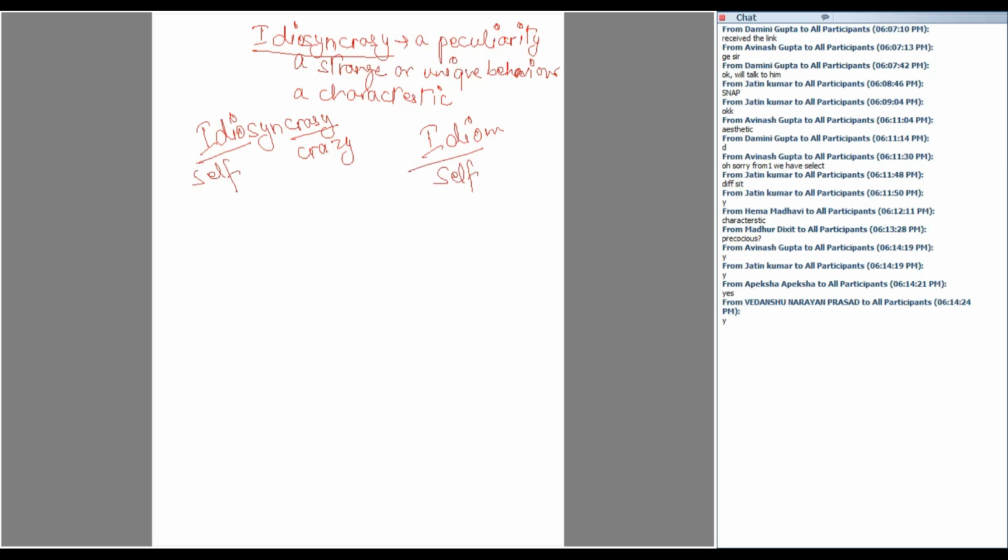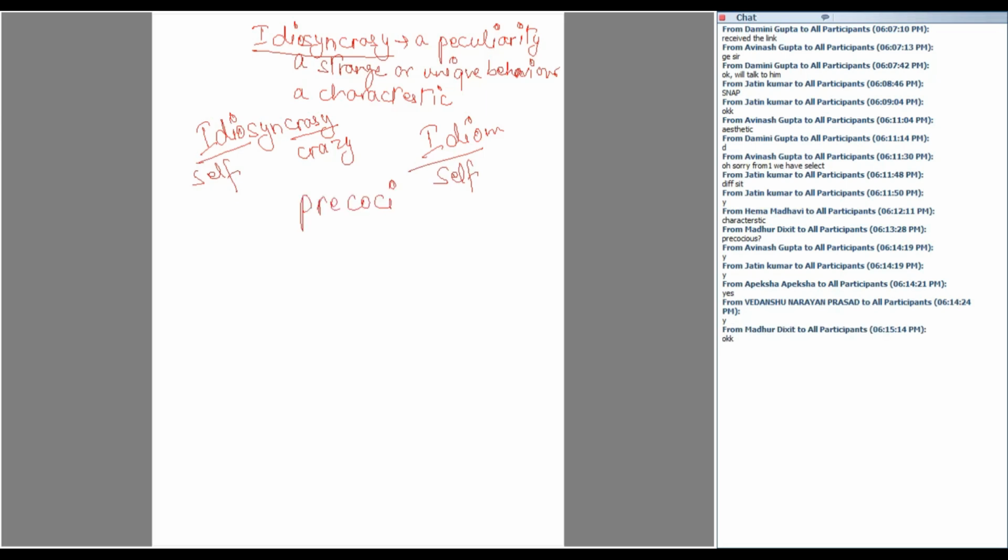Idiot. Who is an idiot? An idiot is a person who does not have control over his own mind. Who is not himself or herself is called an idiot. So all these words come from the word idio. So idiosyncrasy is not precocious, because if you are precocious, that means you have a unique kind of ability at a much young age. The word precocious means something else. Let us not confuse these two words.